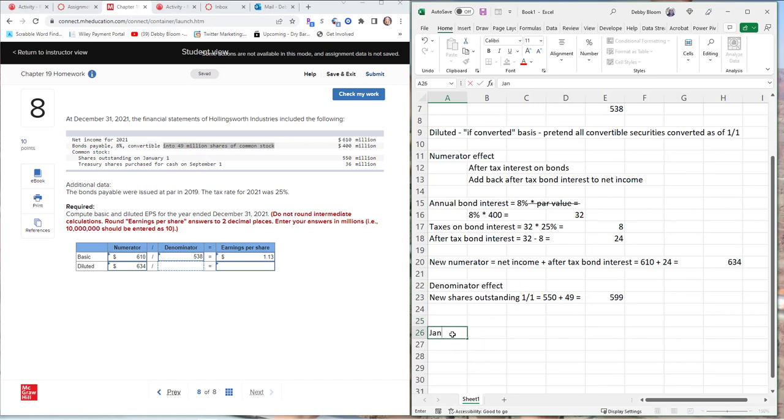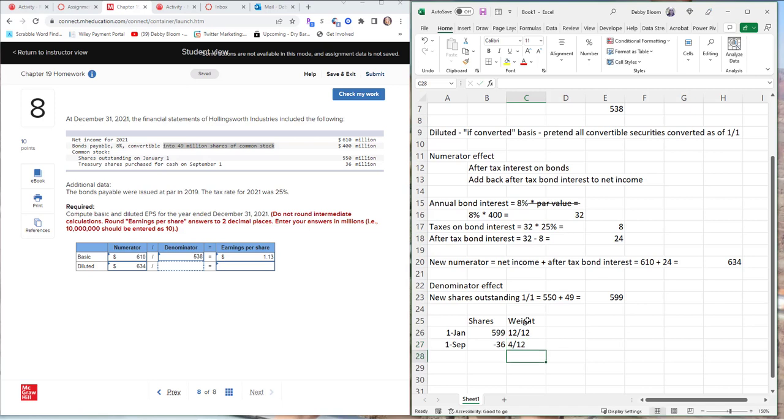So what I'm going to do is the same thing that I did up here. I'm going to have my January 1st, and then the treasury shares were purchased on September 1st. I'm going to start off with 599, and then on September 1st, I'm going to purchase 36 million of treasury stock, so a negative 36. So I'm going to give each one a weight. The ones that are outstanding January 1st get a weight of 12 over 12, and the ones that are outstanding from September 1st to December 31st, September, October, November, December, get a weight of 4/12.